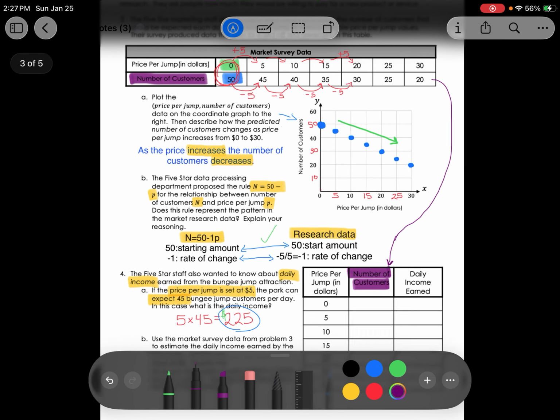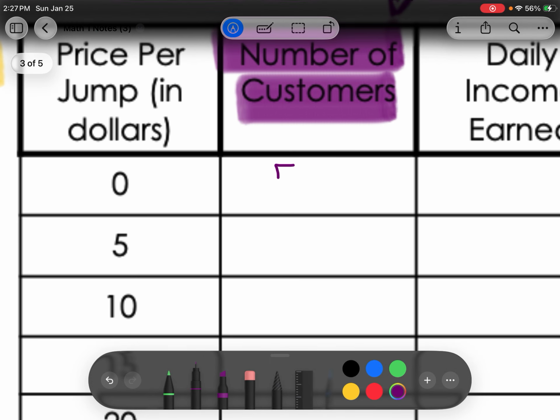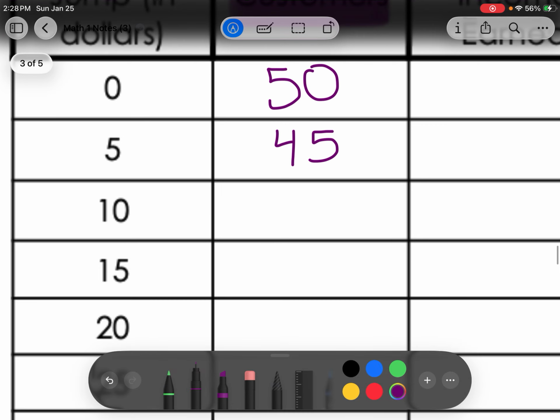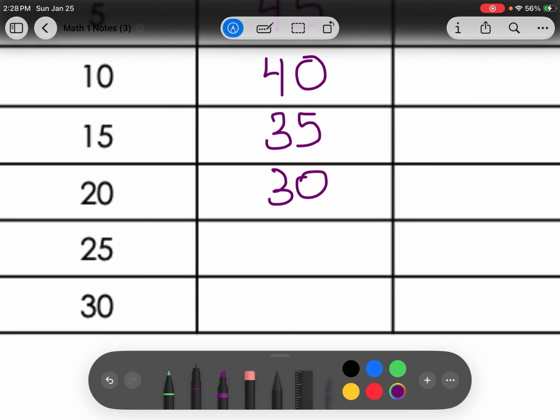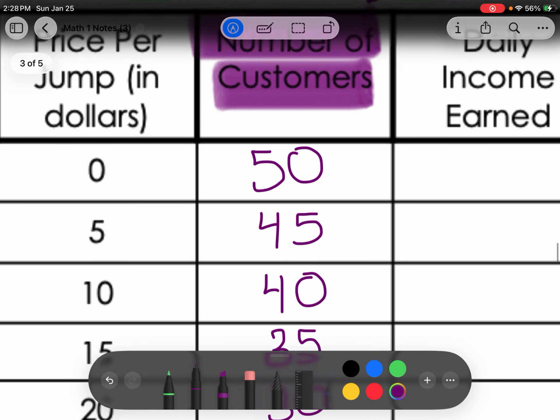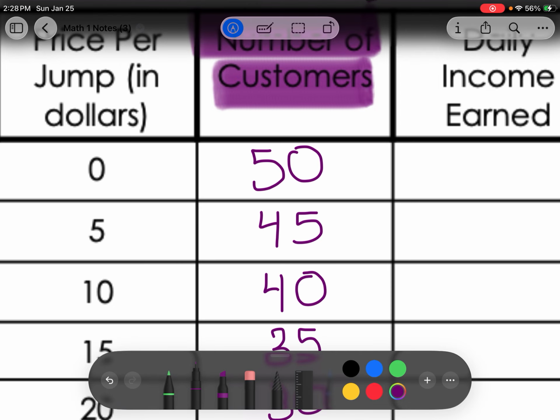So again, start at the top. We're going to start at 50, 45. I'm just copying all the numbers down. 40, 35, 30, 25, 20. Okay? And just an easy idea if you are confused. All we're doing is multiplying these numbers to get our answer. So our income for day 1, if we charge $0, we got 50 customers coming in.